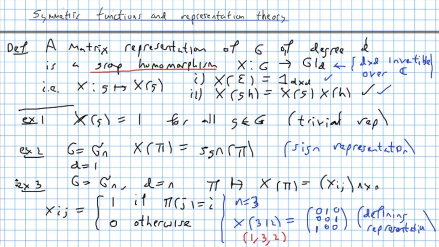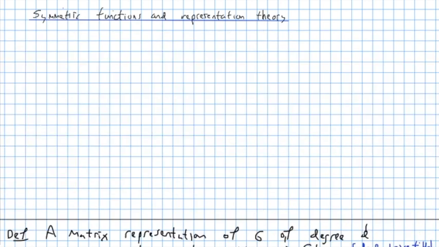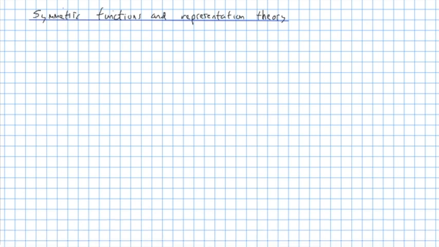Okay, so what do we do with these representations? What kind of questions do we ask? Well, sometimes our representation can be broken into smaller representations. And analogously, sometimes we can put together representations to form bigger representations. So let me give some intuition for this. This is what I would call reducibility.